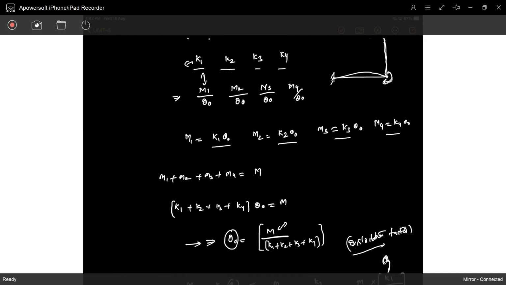The stiffness of the members is based on EI, flexural rigidity, divided by L, length, and also whether the far end is hinged or far end is fixed. Based on that only, we have to find out how the distribution factor is distributed. So now we will see problems.